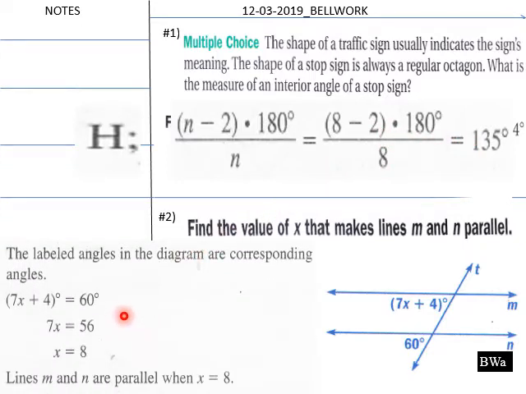And then for number 2, you would find out these are corresponding angles here. So you know this has to equal that, so just create an equation here and solve for x, and x would equal 8.